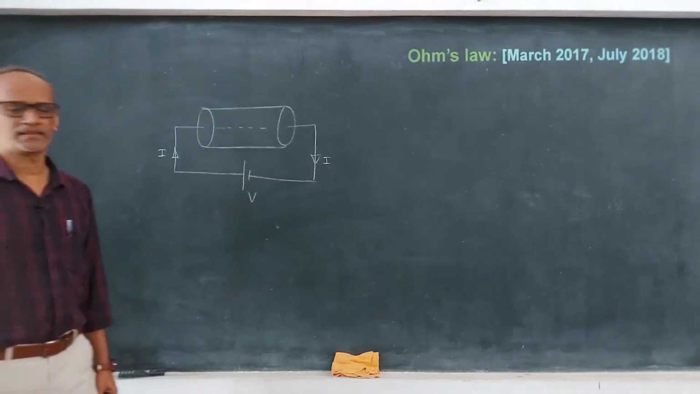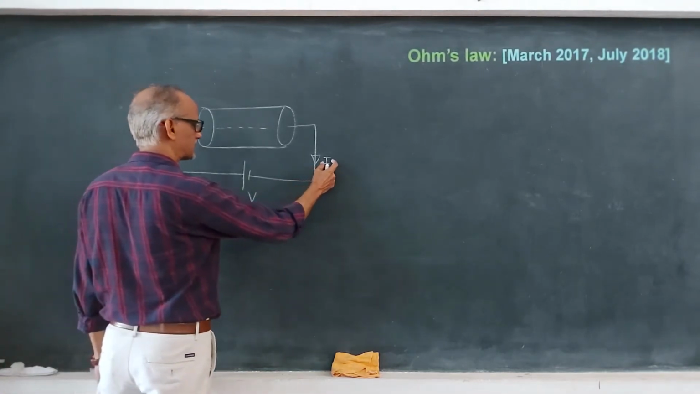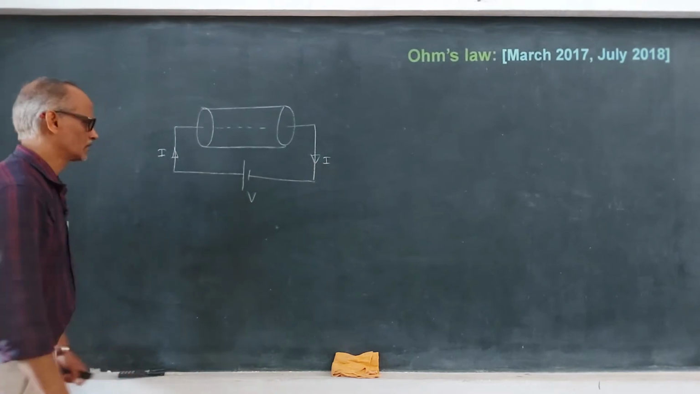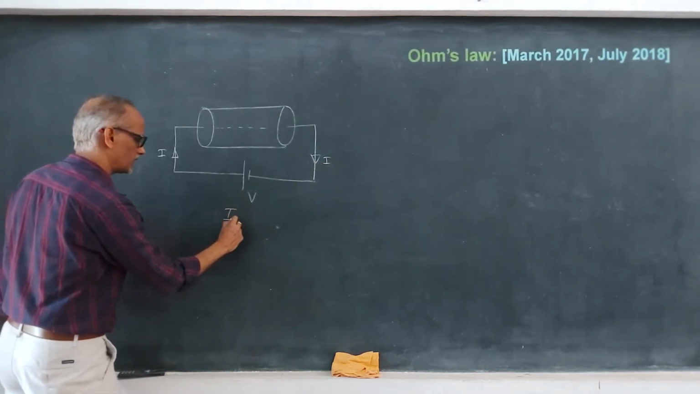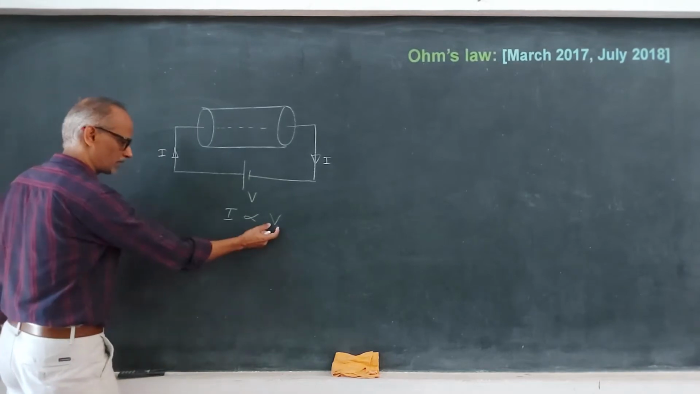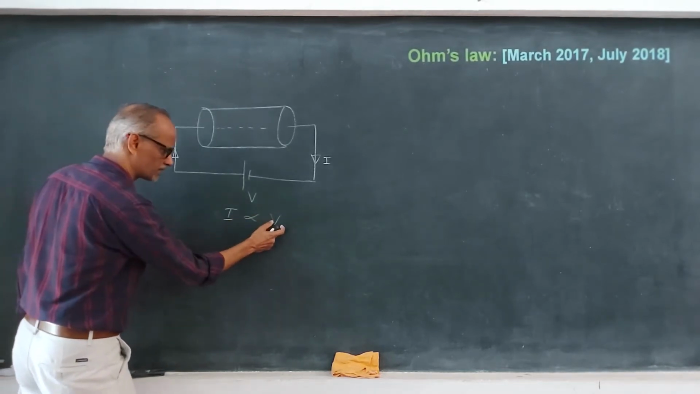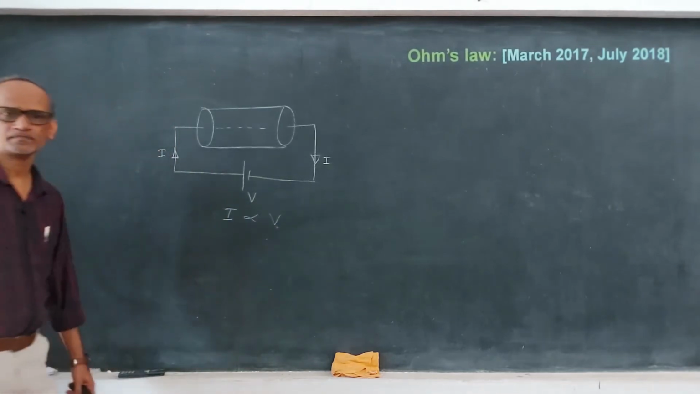Now here we find that as we increase the voltage, current also increases. So I is directly proportional to V. More potential difference, more current. Less potential difference, less current, and no potential difference means there is no current.